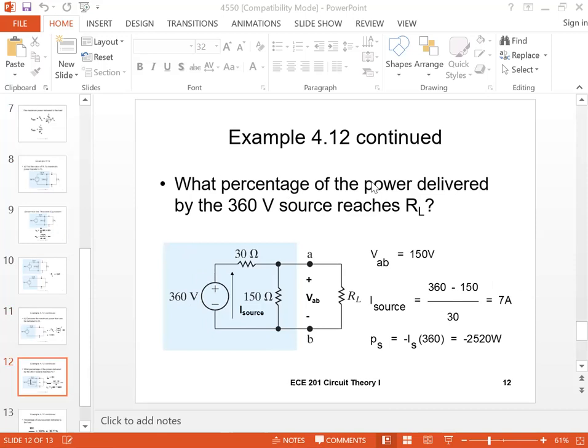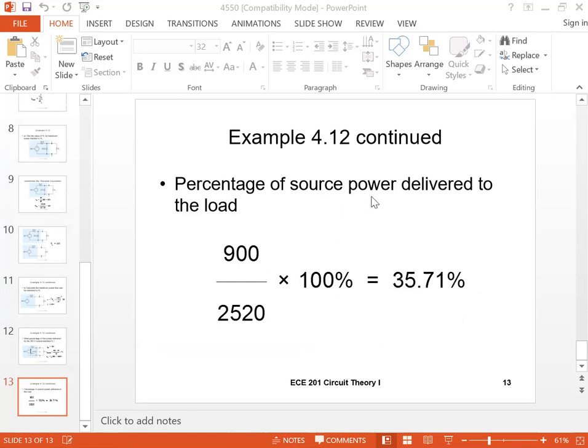So what percentage of the power delivered by the 360 volt source reaches RL? VAB is equal to 150 volt. This is 150 volt out of 360 volt. If we calculate, VAB at this point is equal to 150 volt, which gives I source equal to 360 minus 150 divided by 30, which is equal to 7 ampere. So PS is equal to IS into 360, and finally the percentage of source power delivered to the load will be 35.71.